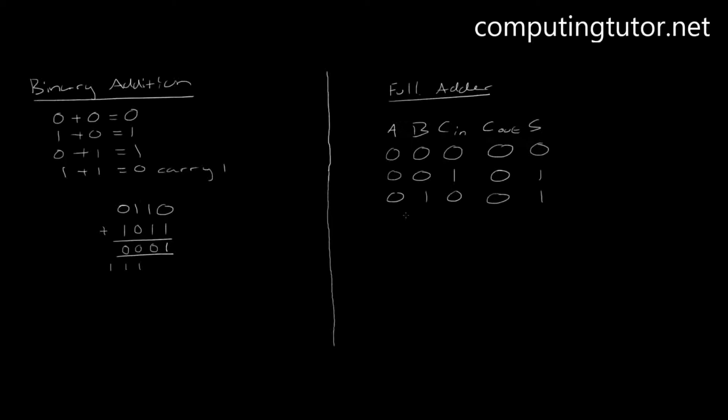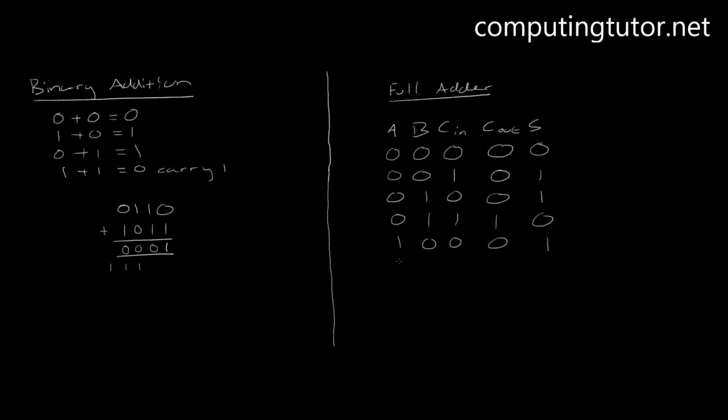Then we could have 0, 1, 1. In this case we are going to have a carry out bit because we're doing 1 plus 1 equals 0, so our sum bit is going to be 0 and our carry out is going to be 1. Now we could also have 1, 0, 0, and that's just going to be exactly the same as our previous two up here where we only had 1 as an input. So we're going to have our sum bit being 1 and our carry out being 0.